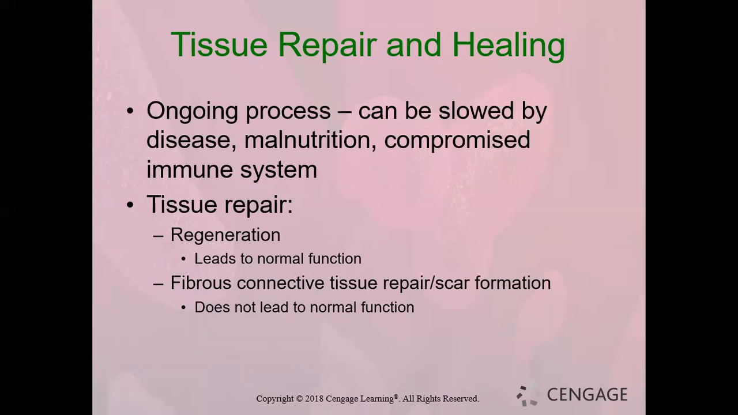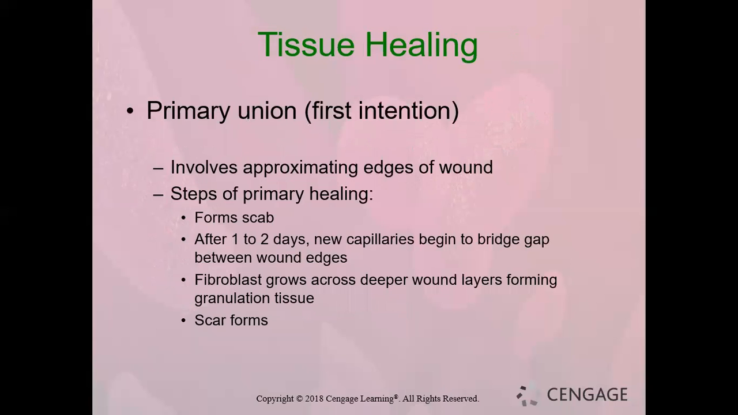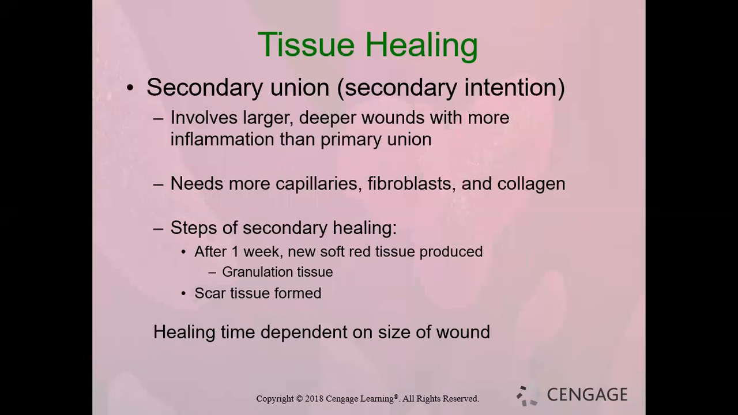You can have tissue repair. Like I said, that fibrous connective tissue repair, scar formation. There's different types of tissue healing. We're not really going to get into a lot of this, but just that primary healing, it's going to form a scab. New capillaries begin to bridge the gap between the wound edges. A fibroblast is going to grow across the deeper wound layers, and a scar is going to form. It's very, very interesting if you ever had the time to go out and research it.